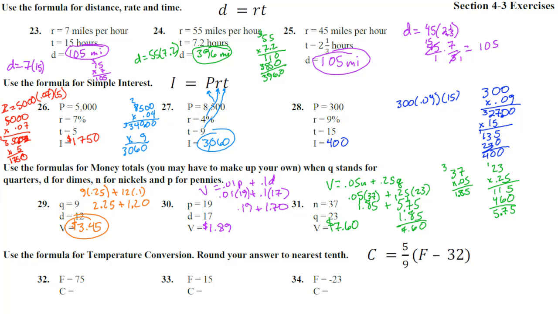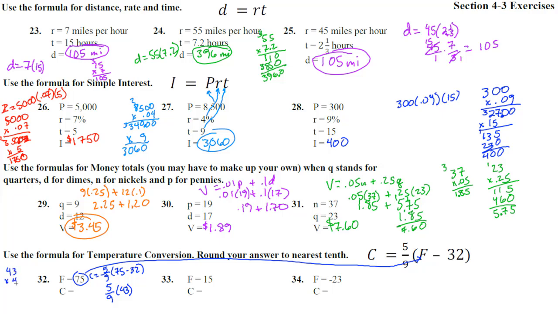Let's use the temperature conversion formula. That's one right here. So we're going to take that 75, and we're going to stick it right there. So we have 5/9. So C is going to equal 5/9 times 75 minus 32. Now 75 minus 32, that's 43. So 5/9 times 43.